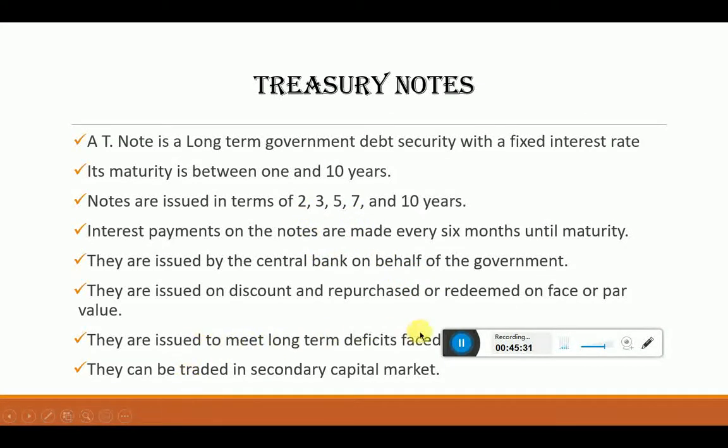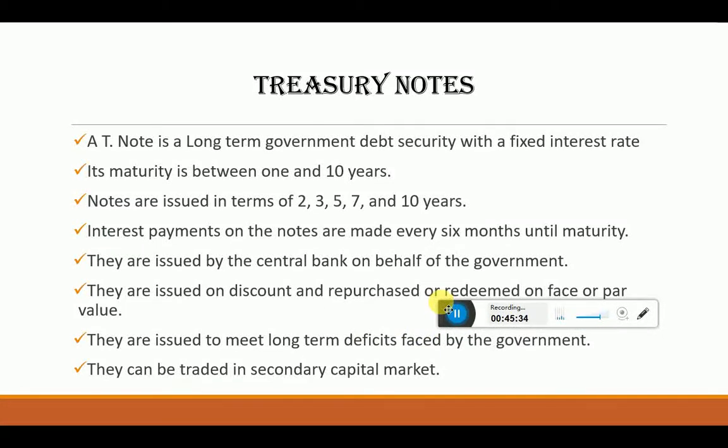They are issued to meet long-term deficits by the government. For example, the government is starting a long-term project, but they are in need of money. Instead of getting a loan from the World Bank or IMF, they see it better to collect money from within the country, from the investors, by issuing treasury notes. They can be traded in the secondary capital market just like the treasury bills. They can be traded on the stock exchange or any other financial market. We can trade them if we don't want to wait for the maturity period.